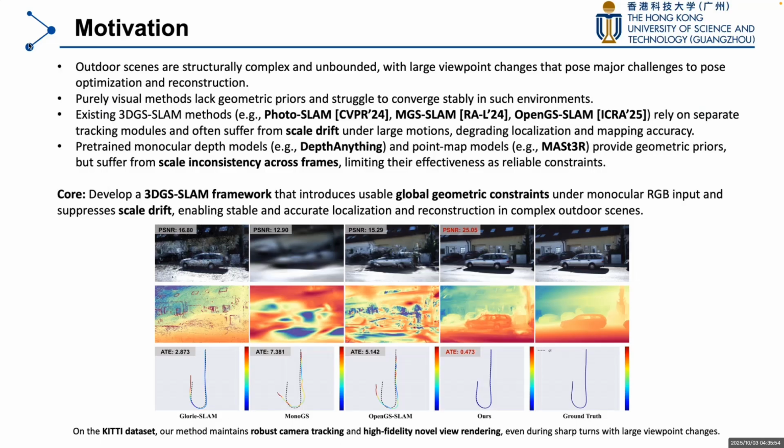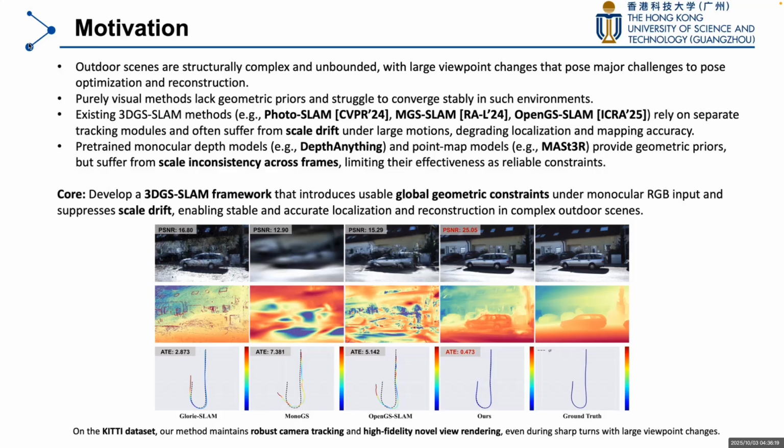Existing 3D GS SLAM systems such as PhotoSLAM, MGS SLAM, or OpenGS SLAM rely on separate tracking modules and often suffer from scale drift. This drift becomes worse under large motions and makes both localization and mapping less accurate. Pre-trained monocular depth or point map models, like Depth Anything or MASt3R, can provide geometric priors, but they usually do not keep scale consistency across frames. This limits their use as reliable constraints.